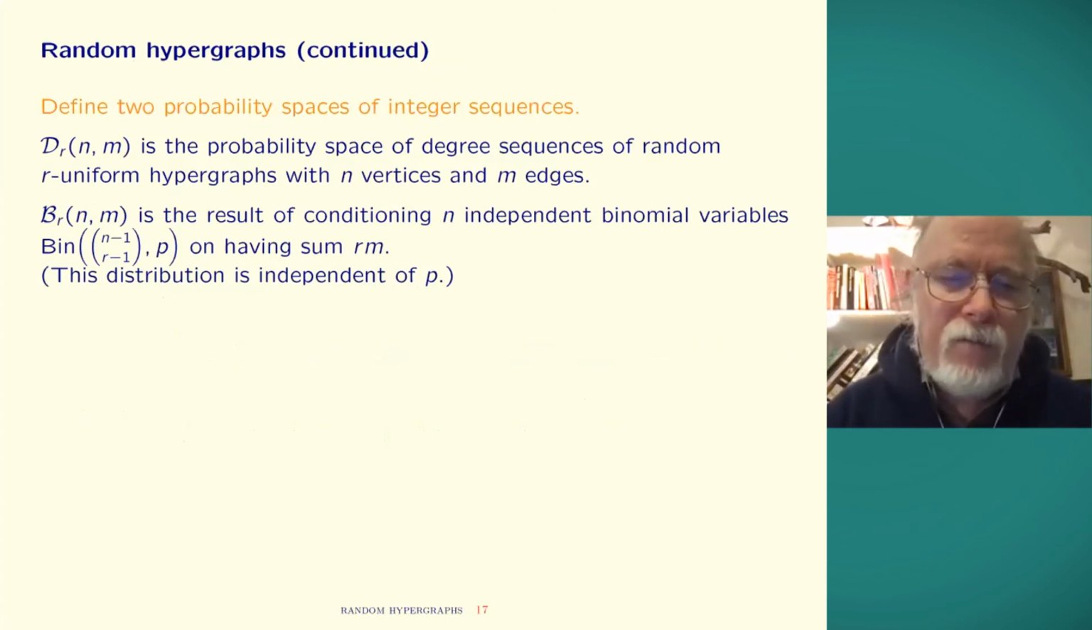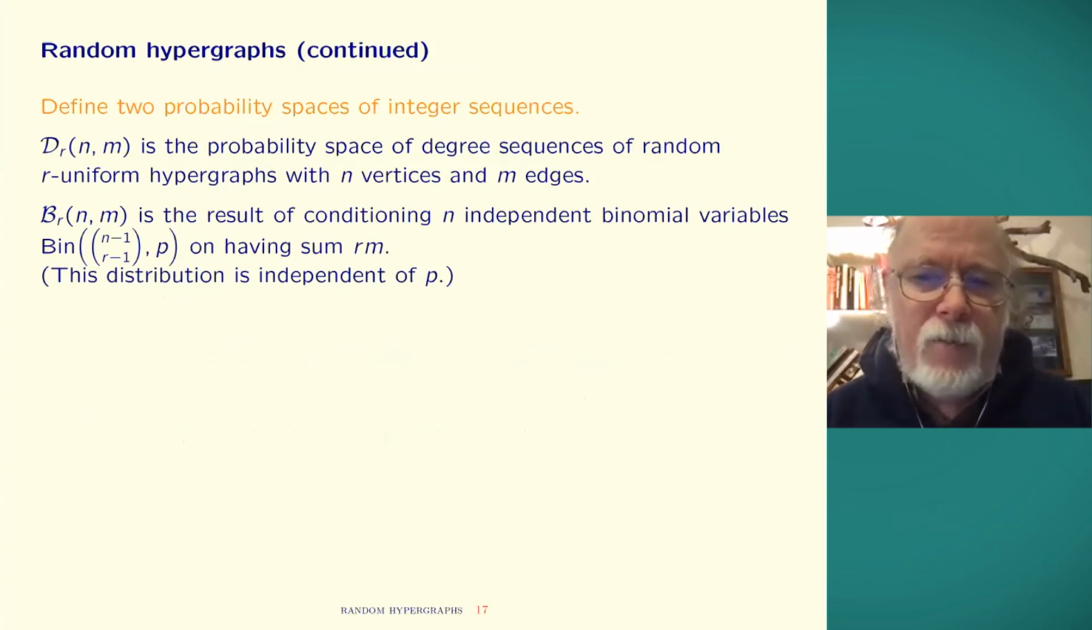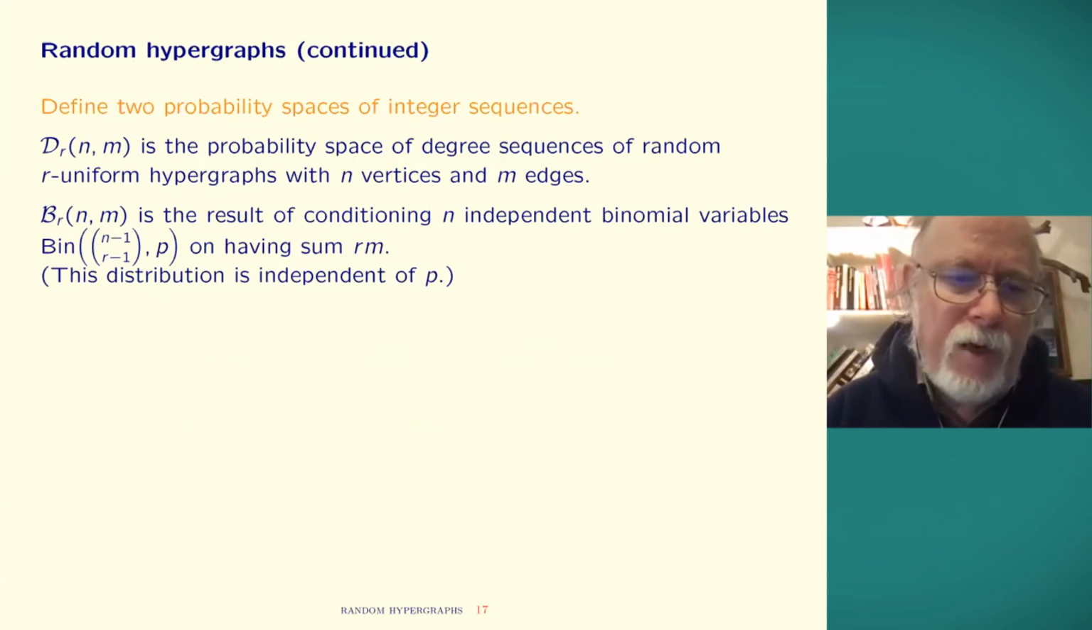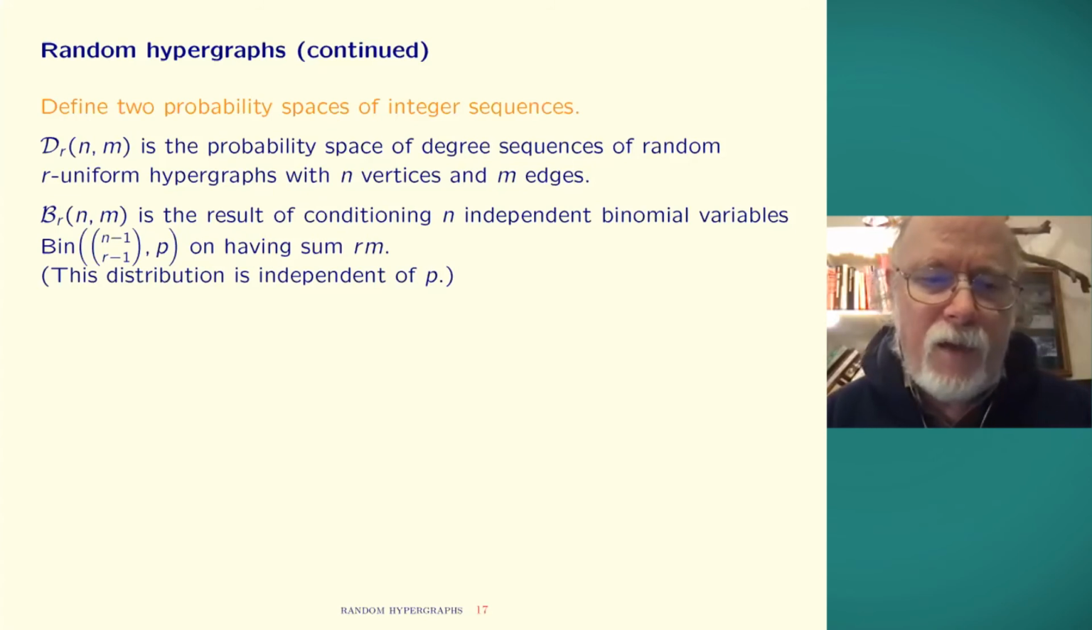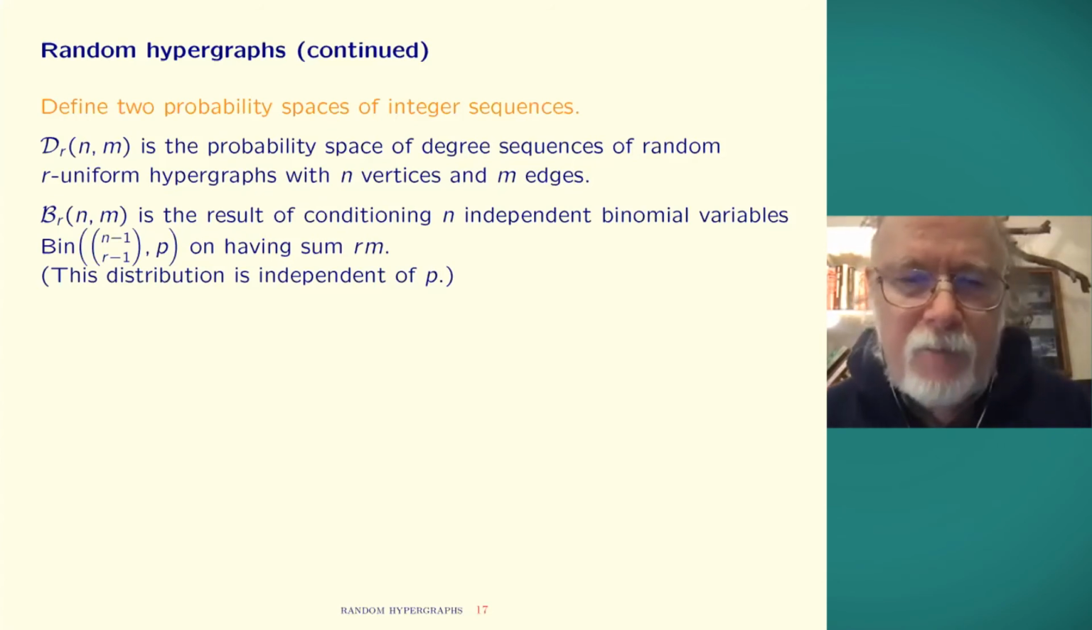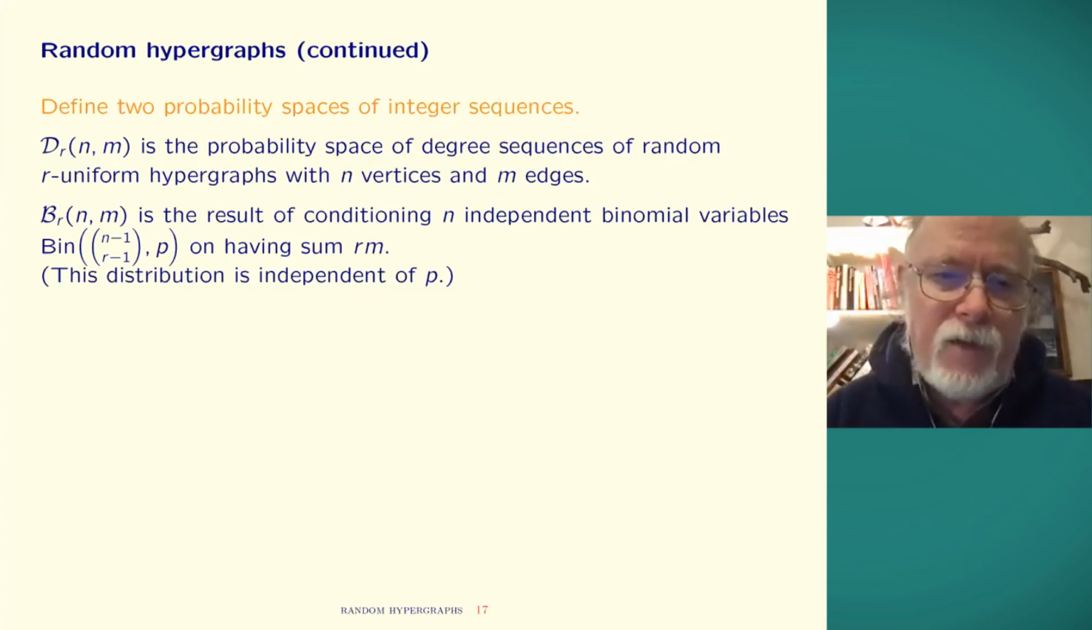Another simpler probability space is, suppose you take some independent binomial variables with parameters n-1 choose r-1 and p, and then you condition those on having the correct sum. So the degree sequence sums up to r times m, because there's m edges and each one has size r. So you condition your sequence of independent binomial variables on having the correct sum. It turns out the p's all cancel out, so this distribution doesn't depend on what p is.